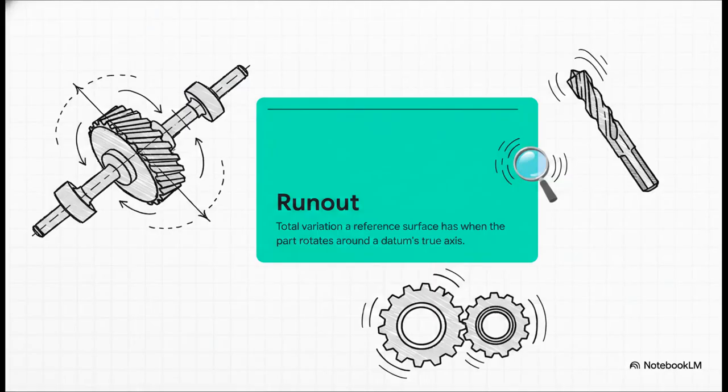Let's zoom in on runout for a second. It is an absolute necessity for fast-rotating components. Think automotive axles, gears, or drill bits. It controls the total variation a reference surface has when the part is rotated around a datum's true axis. It is so much better at managing wobble and vibration than trying to measure straightness and roundness as 2 separate things. It's a total game changer for rotating parts.